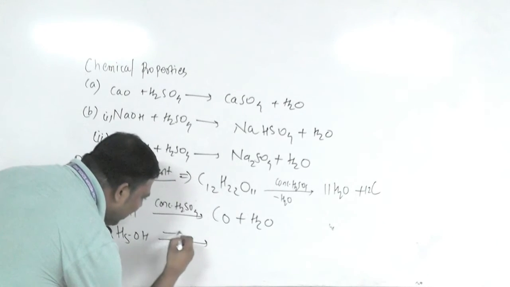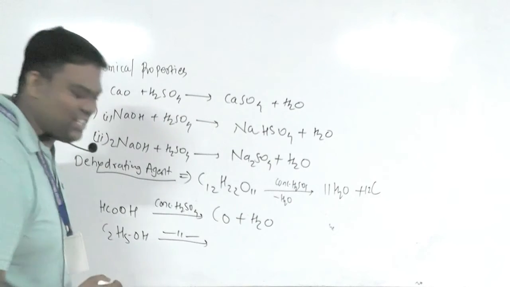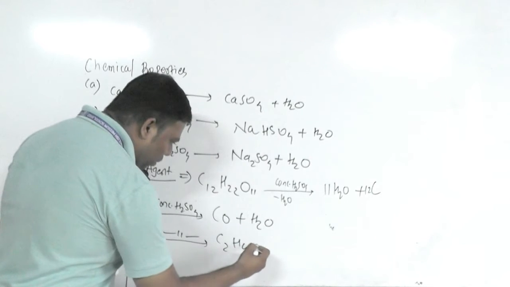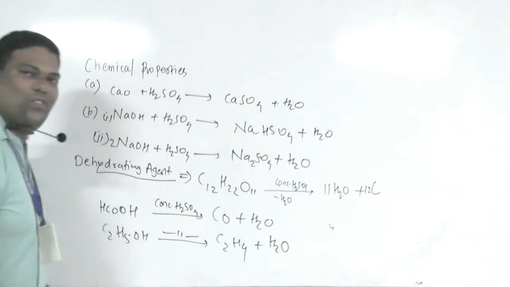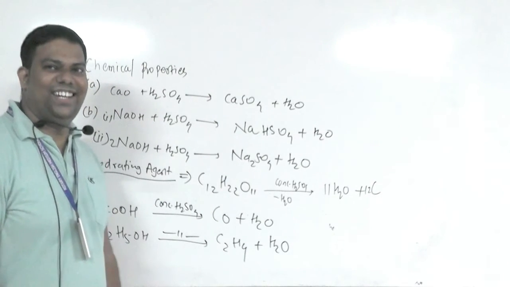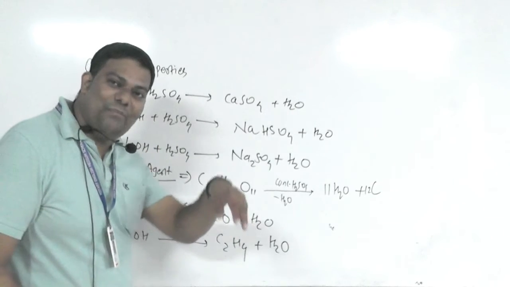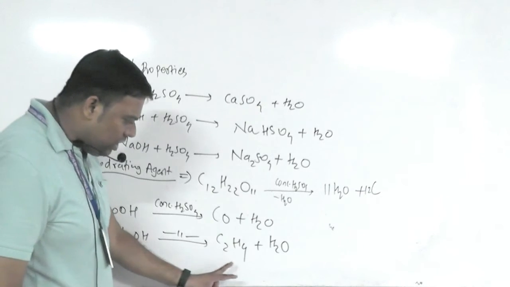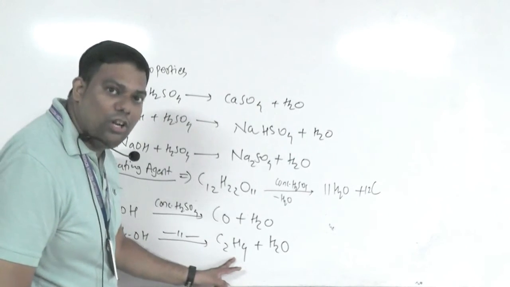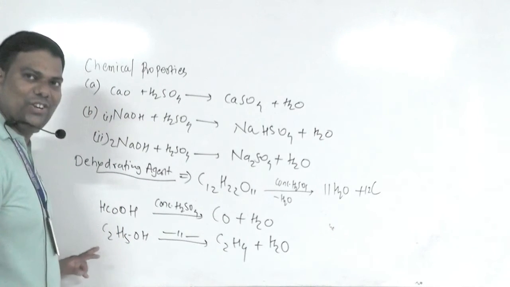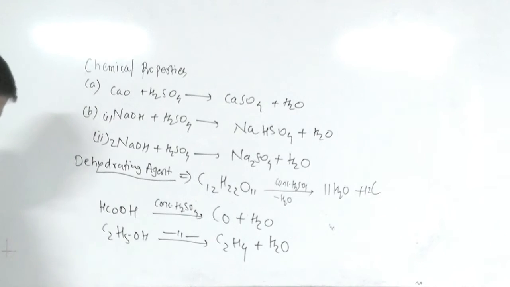C2H5OH with the same concentrated H2SO4, the dehydrating agent. What will you get here? C2H4 plus H2O. What is C2H4? An alkene. Understood? We can see the mechanism of this reaction in your organic chemistry, ethanol into ethene. So we have to see this in organic chemistry. I hope you understood this dehydrating reaction.